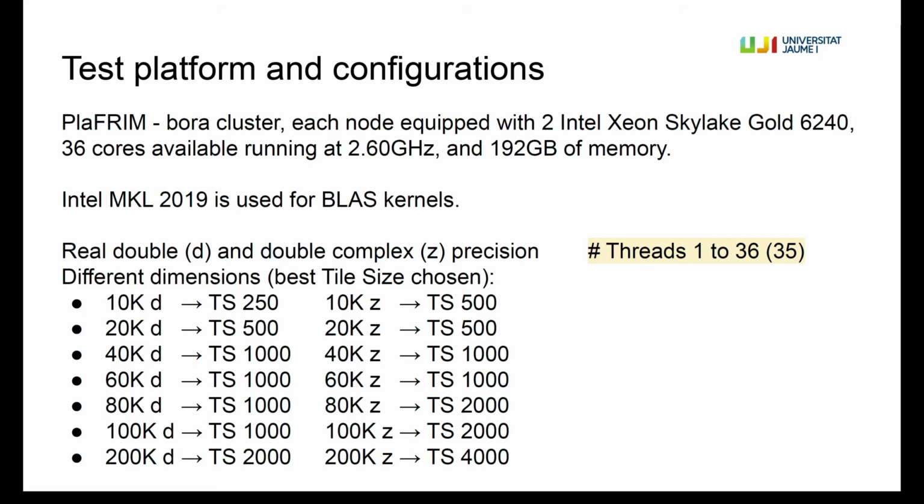We will offer different dimension results, and for them we have always chosen the best tile size out of a whole set we tested. It's important to remark that we employed from 1 to 36 threads, but in the case that we use StarPU, this is when we test H-Chameleon, we use up to 35 threads instead of 36 because we leave one thread available for the runtime.